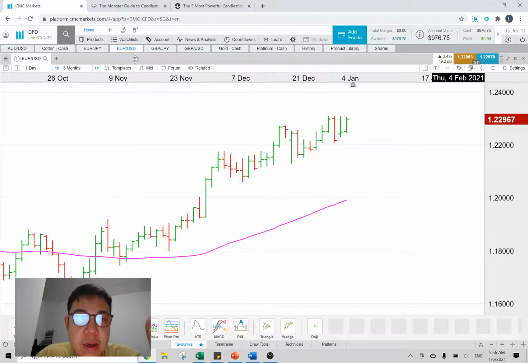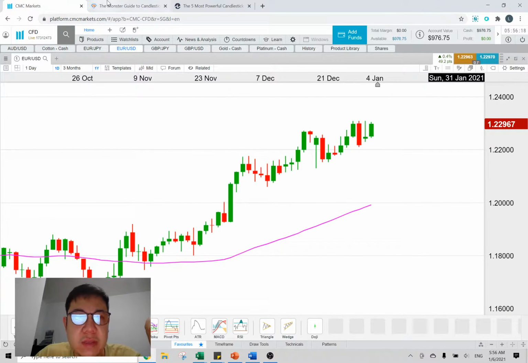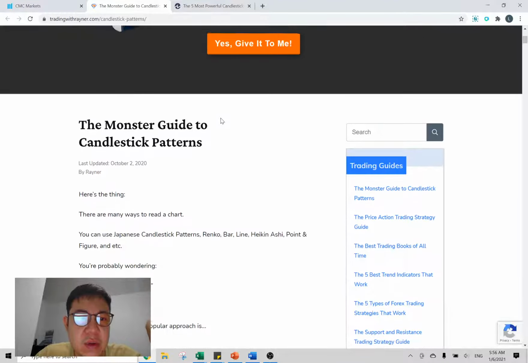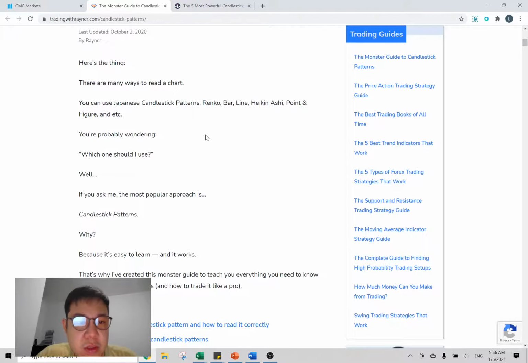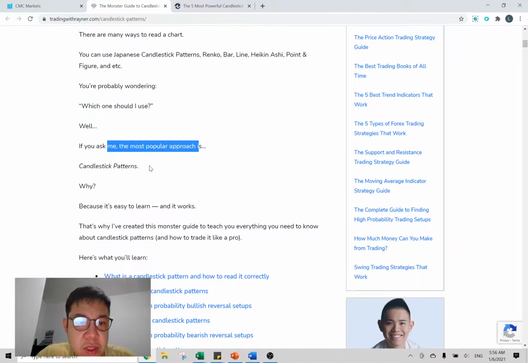So for me, I use candlesticks. I think it started with some Japanese, if I'm not wrong. Japanese candlesticks. So which one should I use? You ask me: candlestick pattern. It's most widely used. So if you know how to read candlesticks, you can read line, and the rest you don't need to bother.